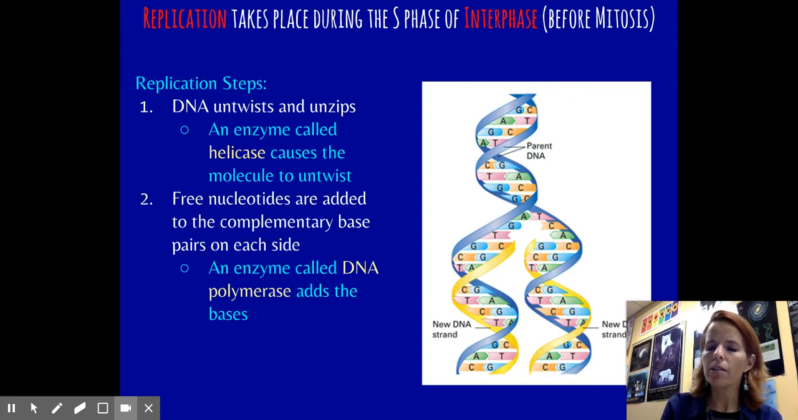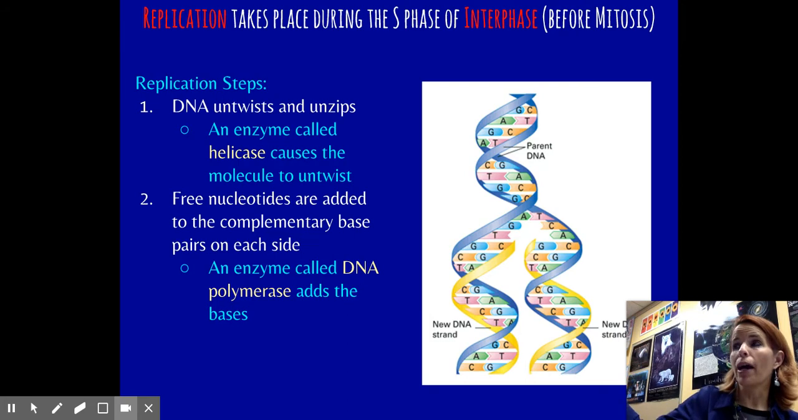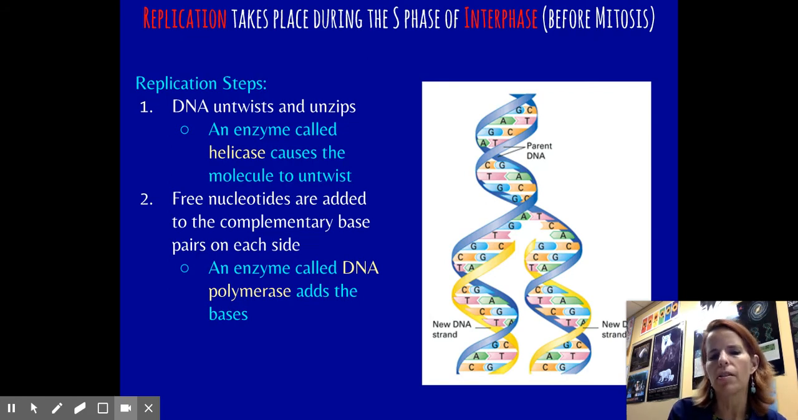Then there is another set of enzymes called DNA polymerases. The DNA polymerases travel down the separated strands and they read a G, and so they grab a C. And they read a T and they grab an A. That's what step number 2 is, attaching free nucleotides to the complementary base pairs on each side. Yes, you have free A's, T's, C's, and G's floating around in your nucleus so that the enzyme can grab them and attach them, grab them and attach them, grab them and attach them.